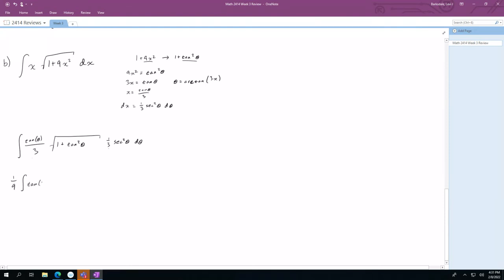We also have tangent of theta. 1 plus tangent squared will go to the integral of secant squared theta times secant squared theta. The square root of secant squared is just secant, so we have 1/9 times the integral of, I'm going to write it this way, secant squared theta times secant theta tangent theta.